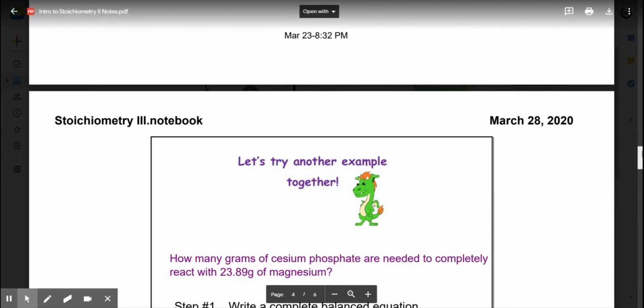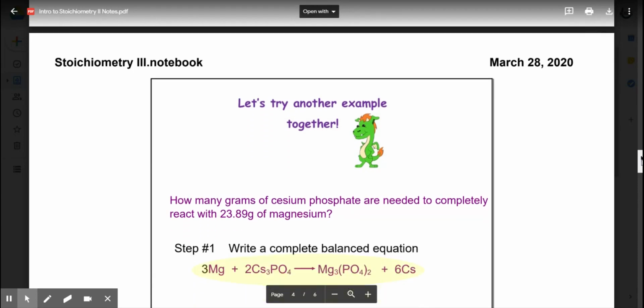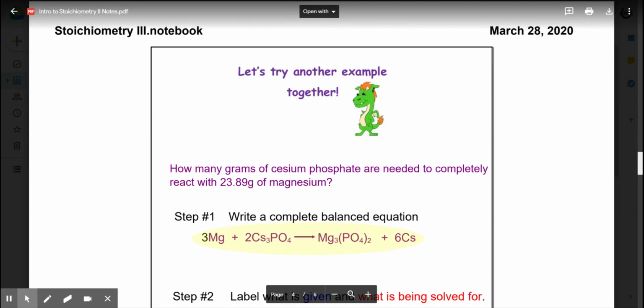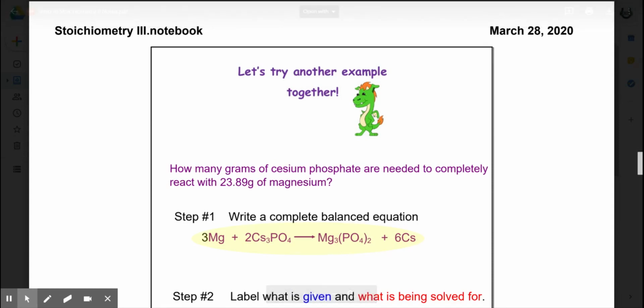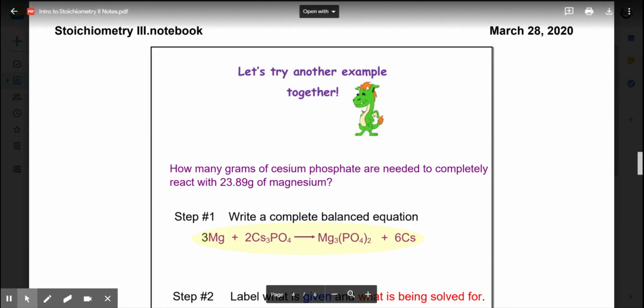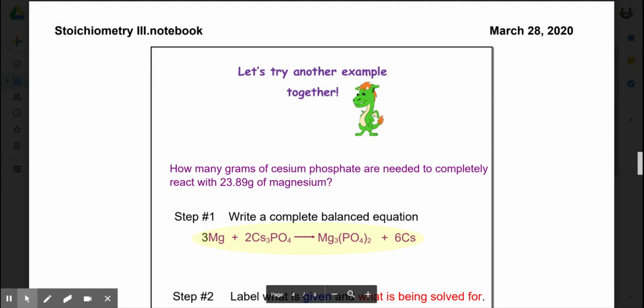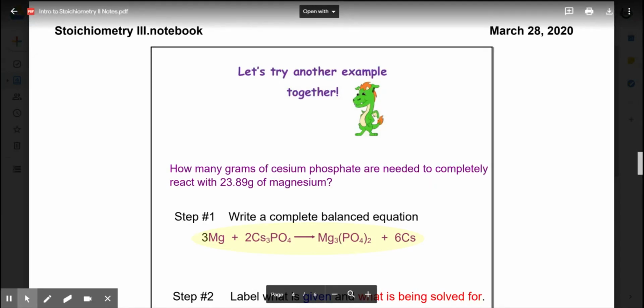This is a single replacement reaction. So you have to apply the knowledge you obtained previously in chapter 11, and you need to write a complete balanced equation. So step 1, there's my complete balanced equation. 3 magnesium, single displacement, magnesium replaces cesium. We form magnesium phosphate and cesium. I checked all my charges. That is the correct balanced equation.